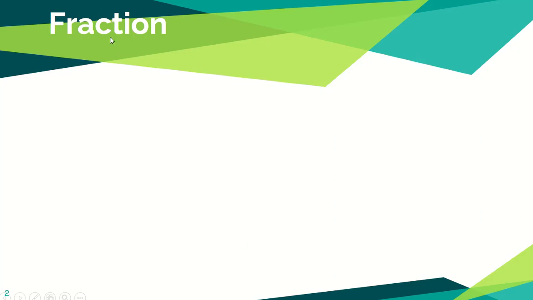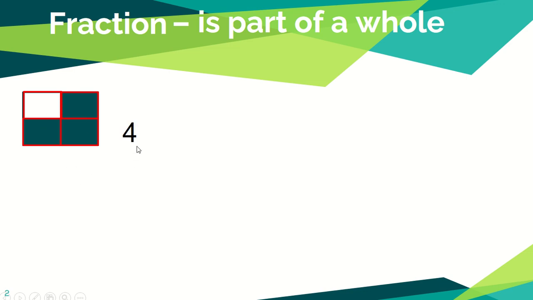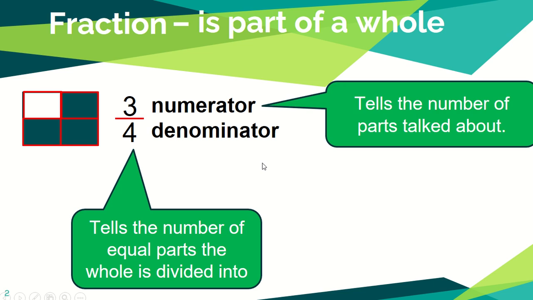Before that, alamin muna natin kung ano ba ang fraction. Fraction is part of a whole. So for example, we have one whole. We divide it into 4 equal parts. So that will be our denominator, the 4 equal parts, because the denominator tells you the number of equal parts the whole is divided into. Yung 3 is what you call the numerator. It tells the number of parts talked about, yung pinag-uusapan.